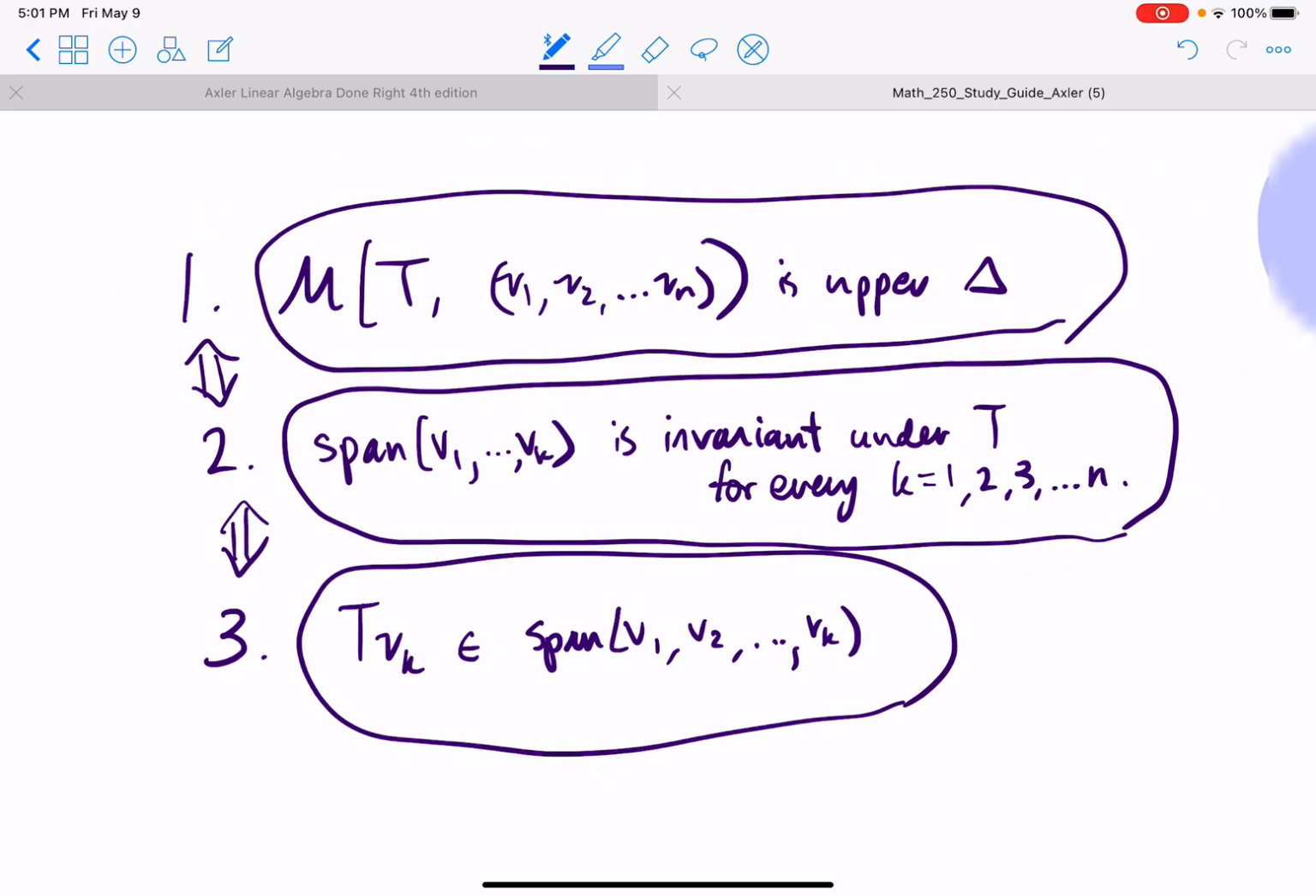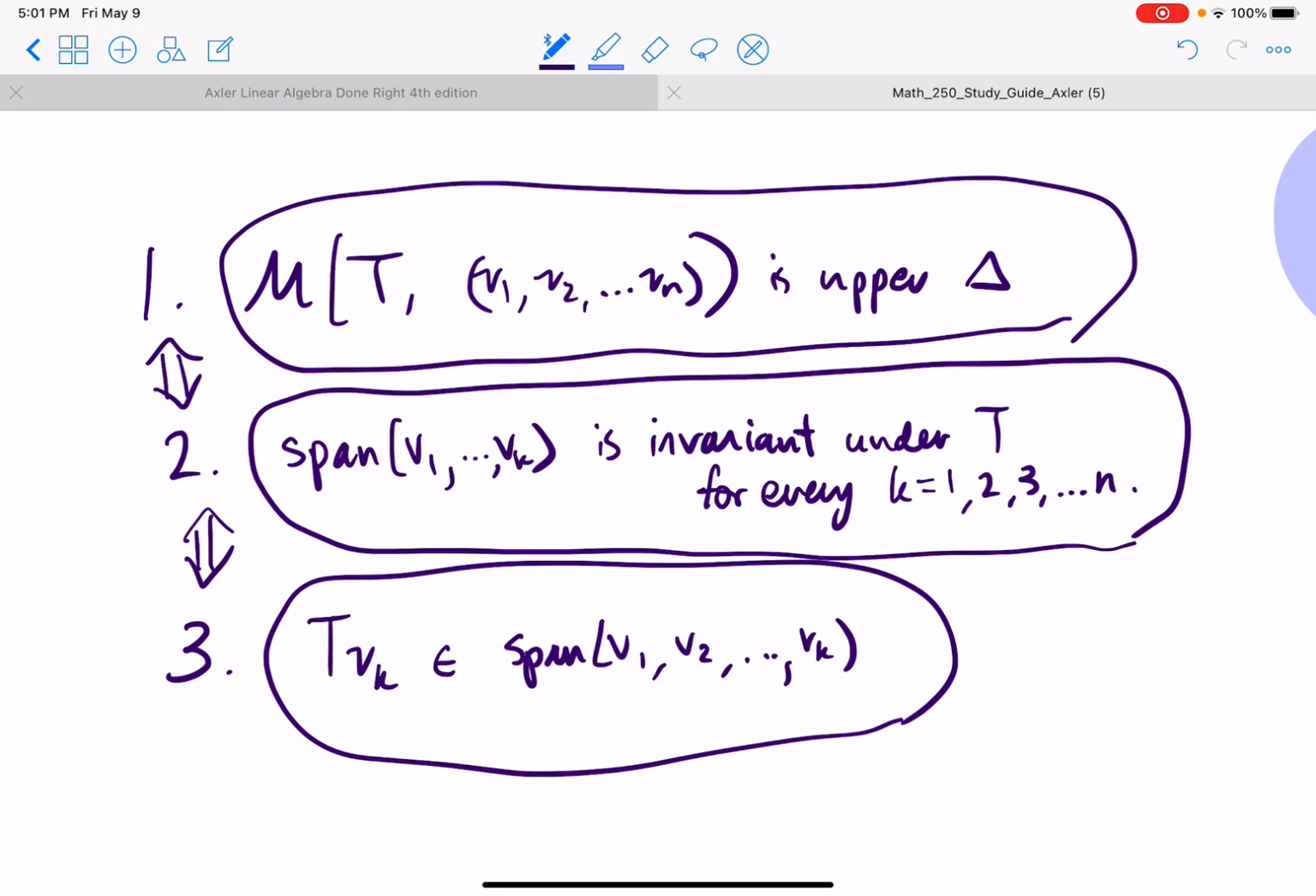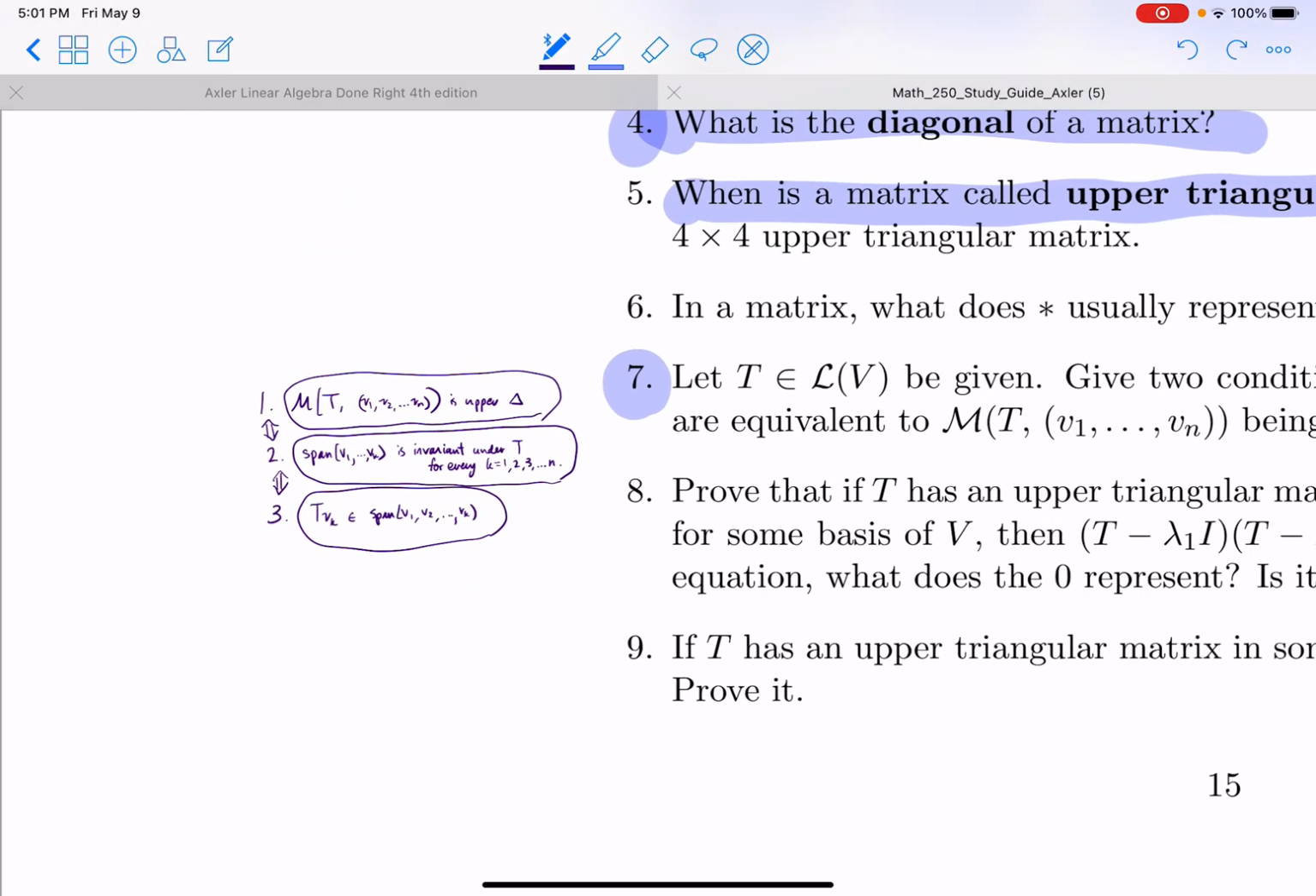And what you should try to do is pick one of them, say the third, and try to prove that it implies the first. Okay, see if you can prove that. And then maybe try to prove that the third implies the second. Then you should try to prove that the second implies the third. Just try all the different directions, okay, so that you really understand why these are all equivalent.